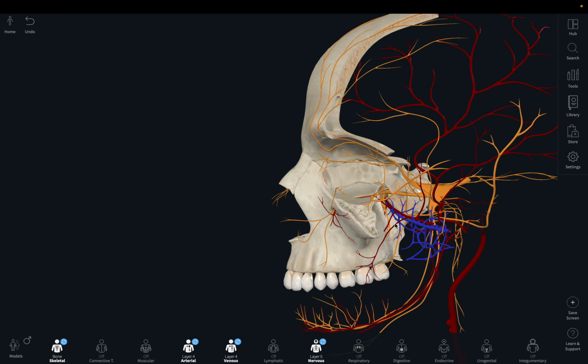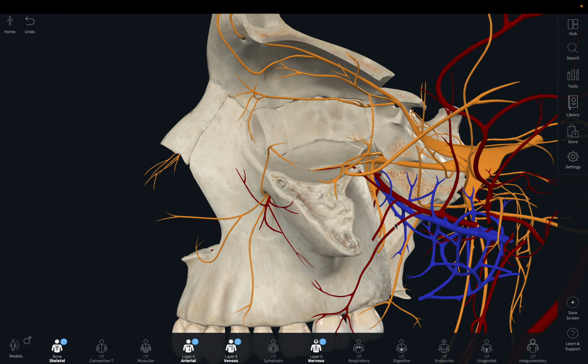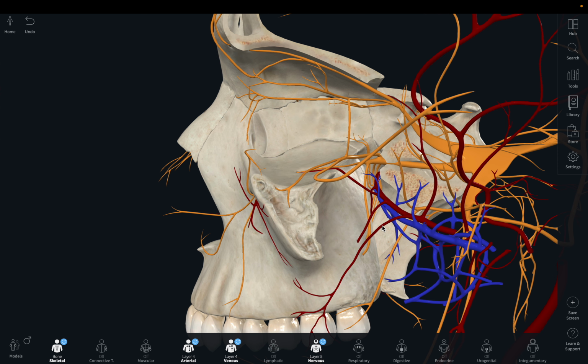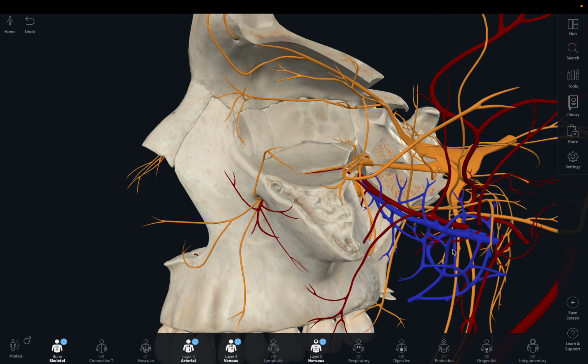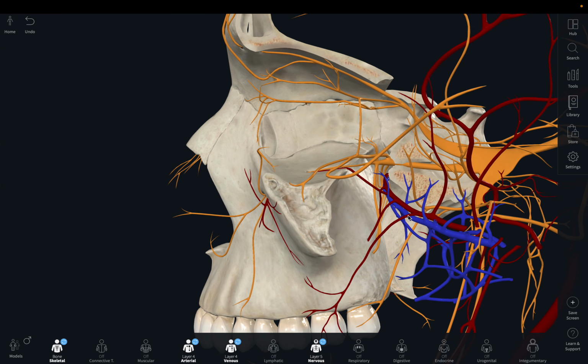So just going off the last video that we made, the pterygopalatine fossa communicates directly with the infratemporal fossa through the pterygomaxillary fissure. So the infratemporal fossa would be located here. The greater wing of the sphenoid has been cut here so we can see the anatomy, but the infratemporal fossa would be located just here.